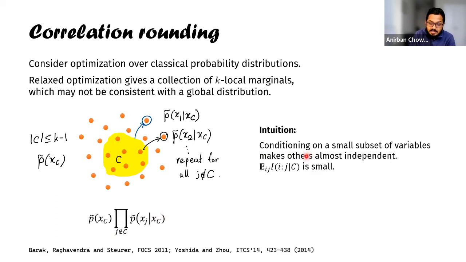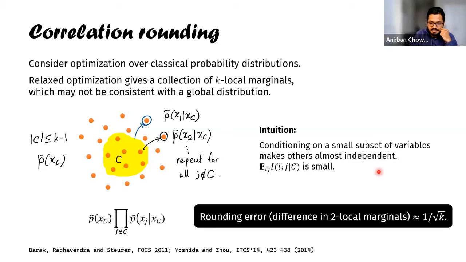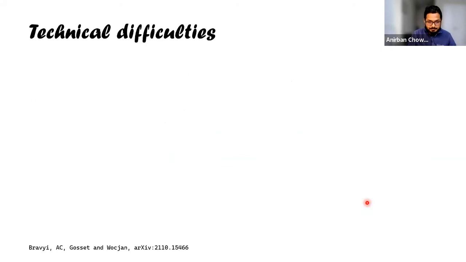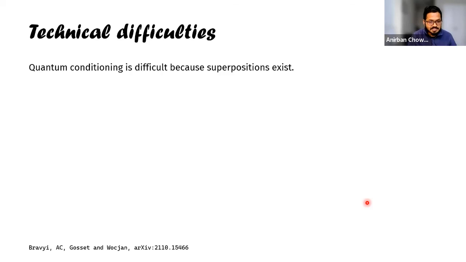And the nice part is that we can show by some precise bounds that conditioning on a small subset of variables in this form makes the others almost independent, by formally showing that the conditional mutual information can be made small. As a consequence, you can show that the error you incur in your rounding, which is how much your two local marginals change, goes down as 1 over square root of k. And to make this work, we encounter some technical difficulties in the quantum setting, which is that quantum conditioning is difficult. You cannot just condition on the outcomes of some kind of measurements on an orthonormal basis.